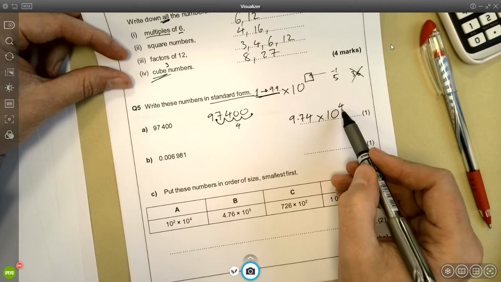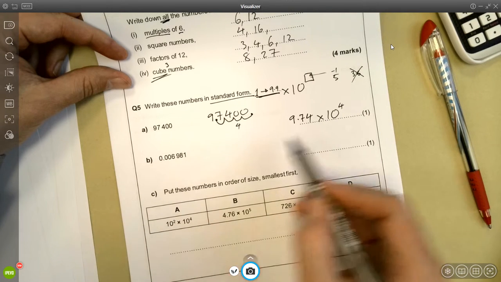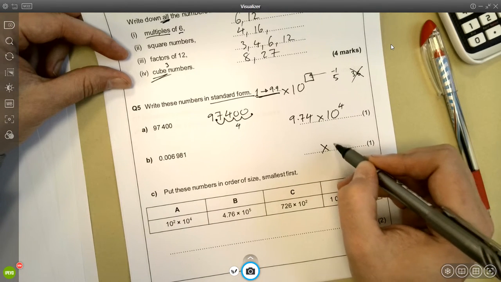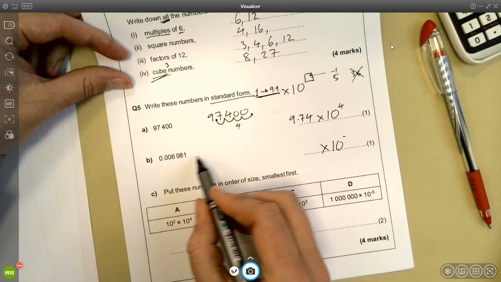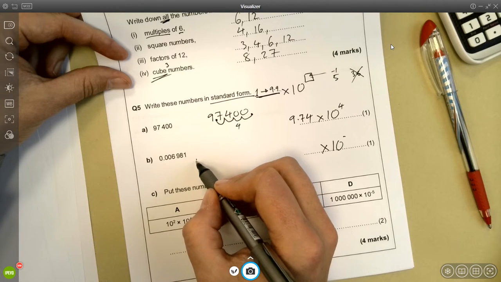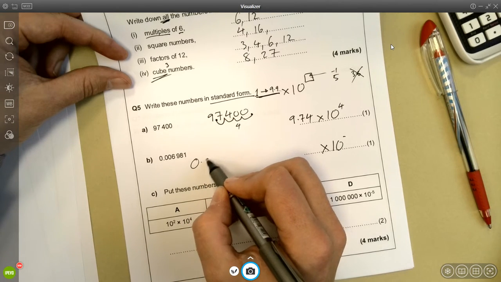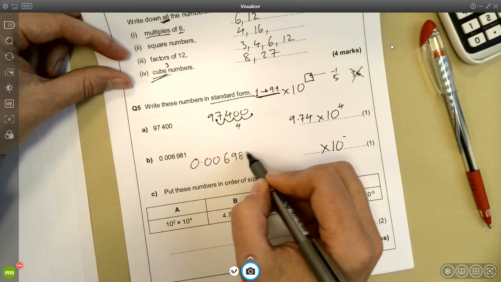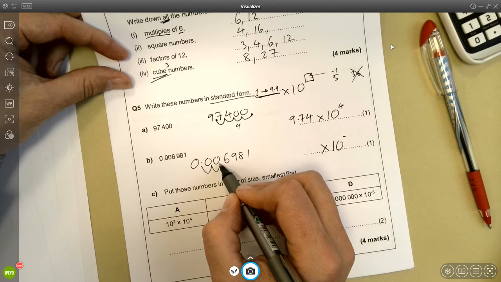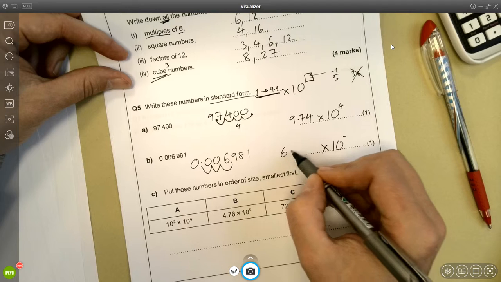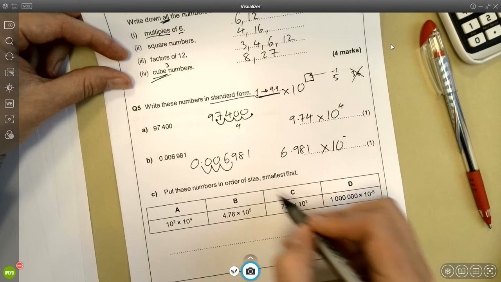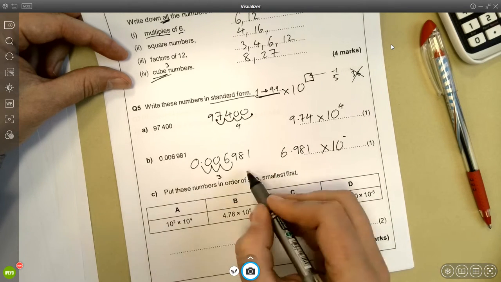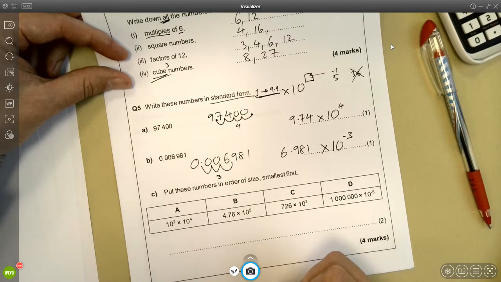Big numbers have positive there. This is a small number, we're going to have a negative. So it's going to be 10 to the power of negative, it's small. So again, you've got these digits, 0.00691. 1, 2, 3 gives me 6.981. So if you moved 3, but in the other direction, so it's going to be -3 there.